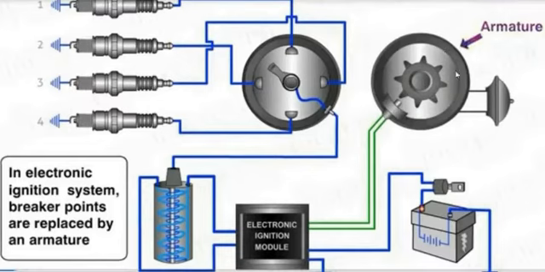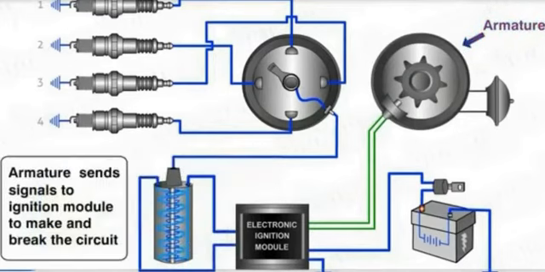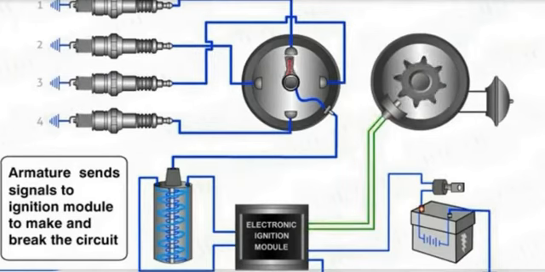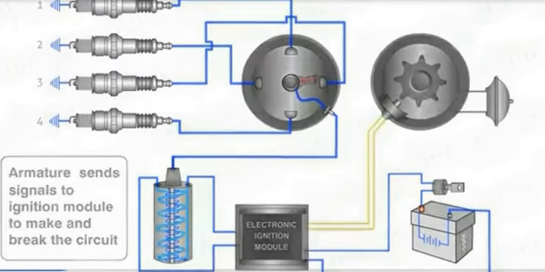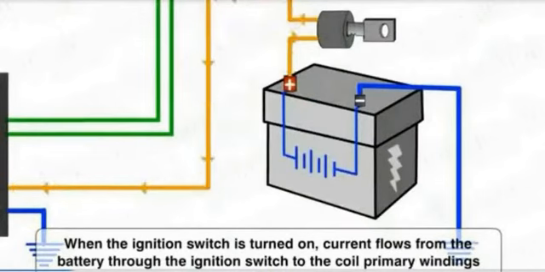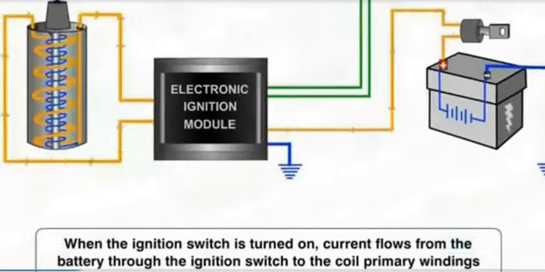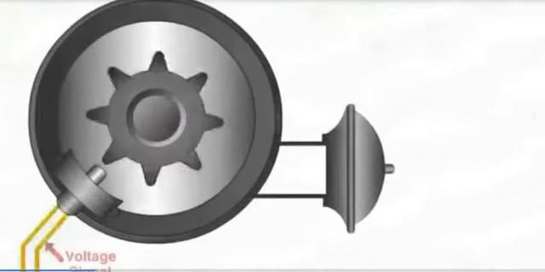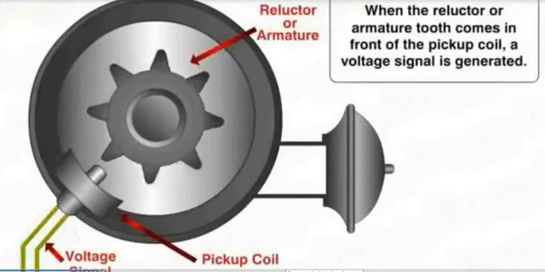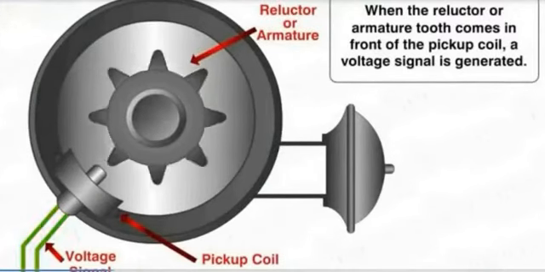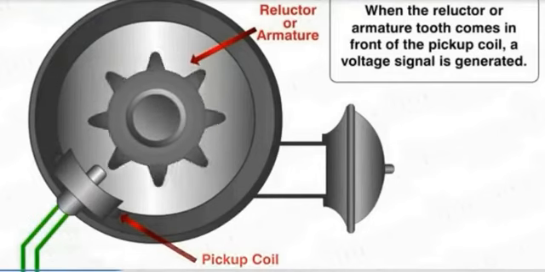When the ignition switch is turned on, the current flows from the battery towards the primary windings. When the primary windings initiate, the armature tooth comes in contact with the pickup coil and the voltage is generated. Now see, this armature tooth comes in front of the pickup coil and the voltage is generated.